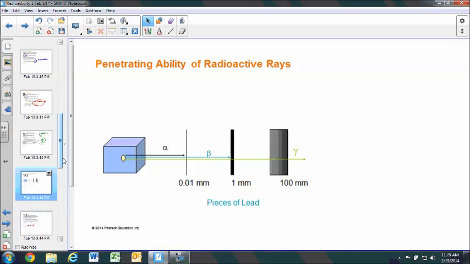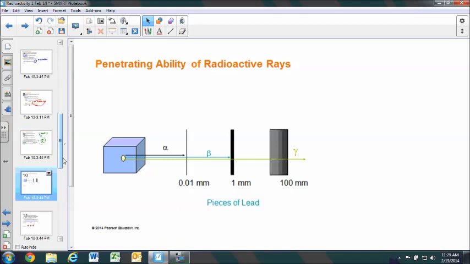How does a particle without mass cause damage? Well, the thing is that the alpha particles have a high charge as well. They have two positive charges.